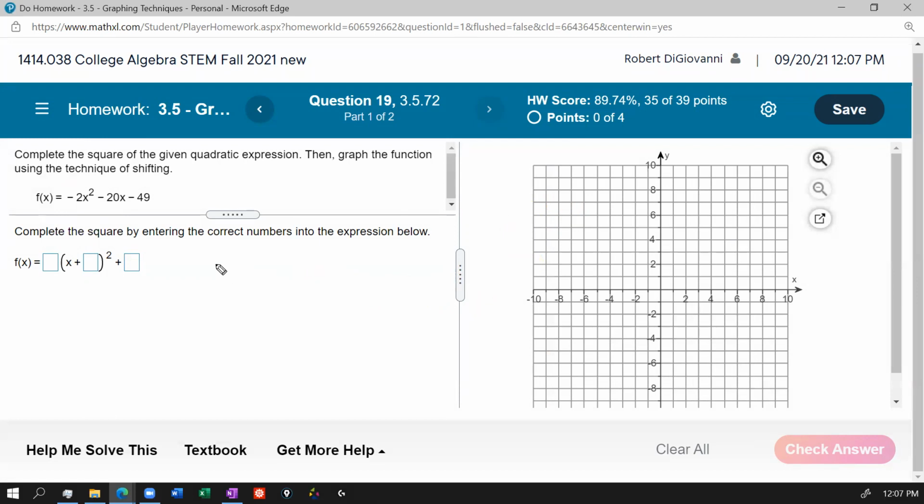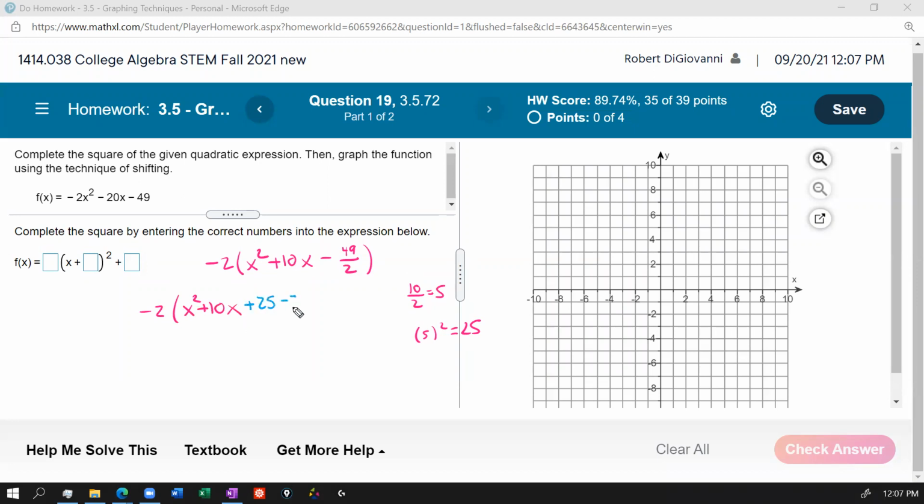Okay, so the same thing here. We want to first factor out a -2. That gives us x squared plus 10x minus, I pull a 2 out of 49, it's going to be 49/2. We take the number in front of x, which is 10. We divide it by 2, which is 5. We take that number and square it. We get 25. So I have -2 times x squared plus 10x. Here we come in with this magic number, plus 25 minus 25, and then minus 49/2.